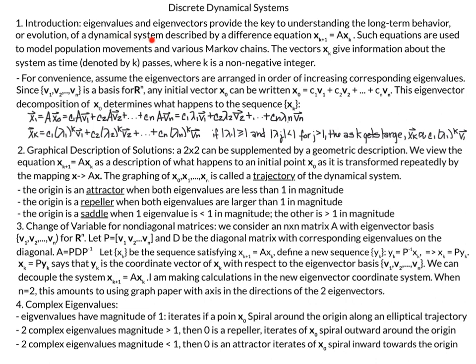We are going to look at dynamical systems that can be described by the difference equation. The vector x of k plus 1 is equal to A times x of k, where the vector x of k gives information about the system as time, denoted by k, passes. So the next time unit is equal to A times the previous time unit.